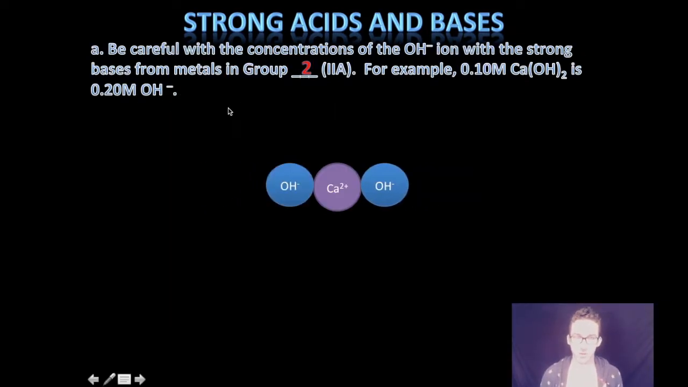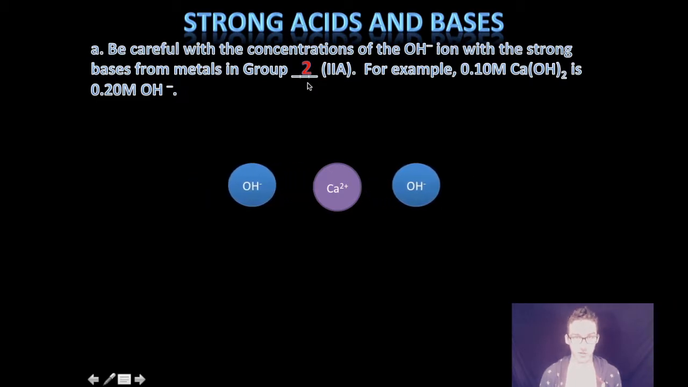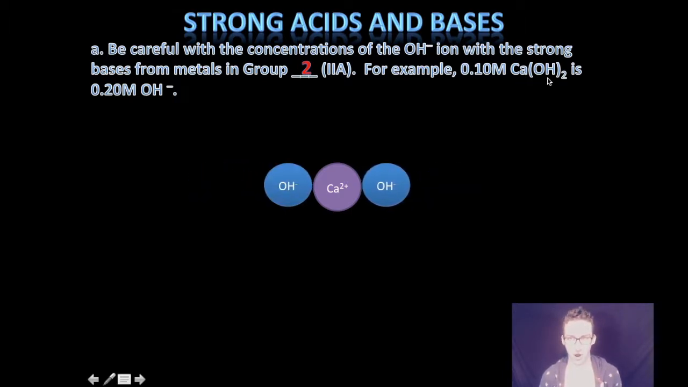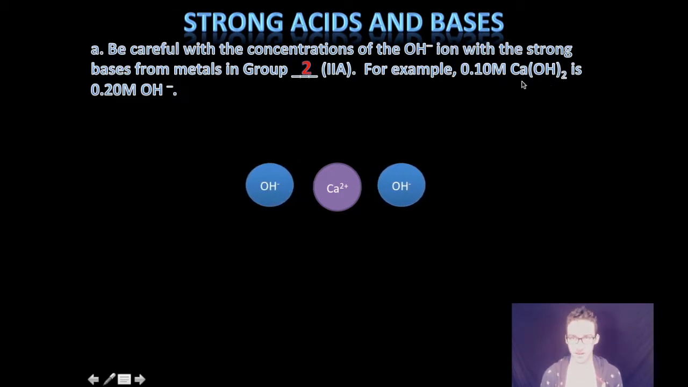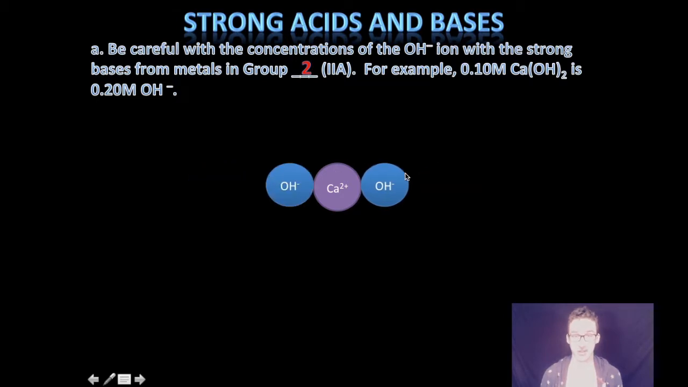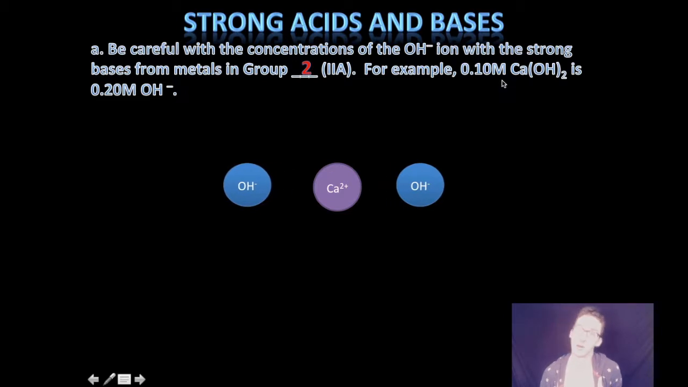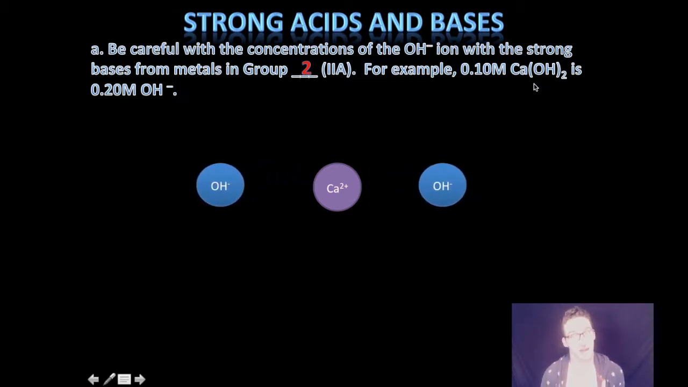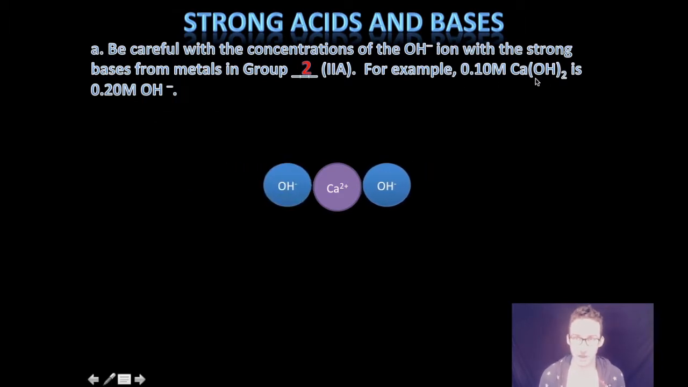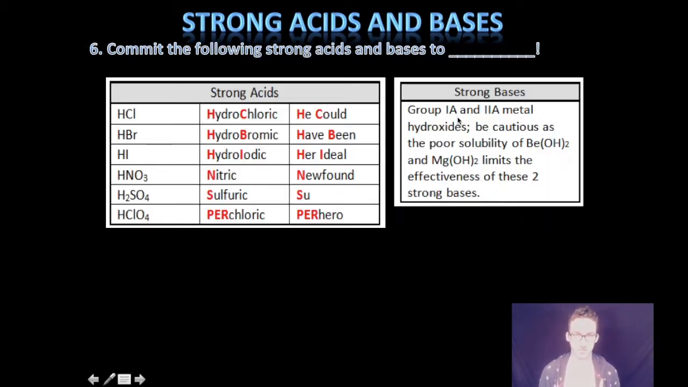Okay, now an important thing to watch out for, though, is those strong bases that include metals from group 2. For example, calcium hydroxide and all the other strong bases that form from metals in group 2 are always going to have 2 hydroxide ions for every 1 formula unit of the compound. What that means is that your stoichiometry isn't going to be 1-to-1, but 1-to-2. The example you're given is, if I have a 0.1 molar calcium hydroxide solution, the concentration of the hydroxide ions is going to be twice that, just based on the ratio of the ions in the formula.